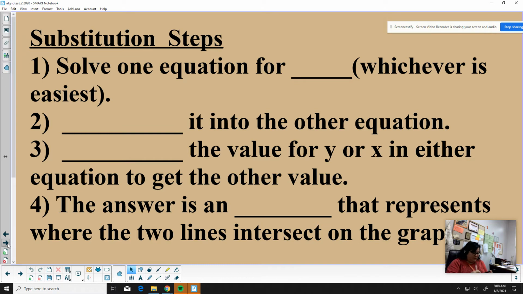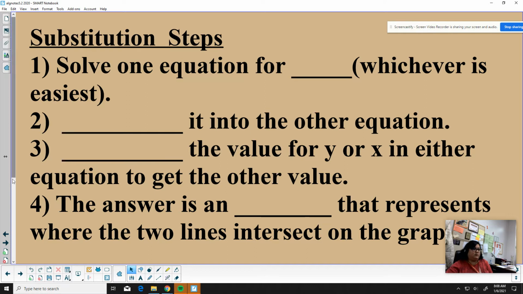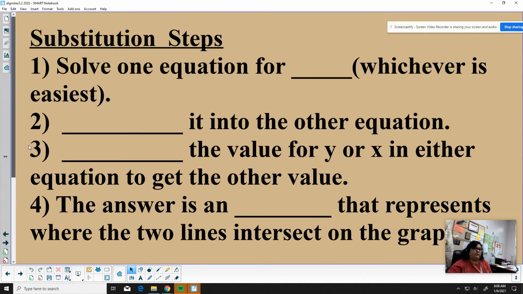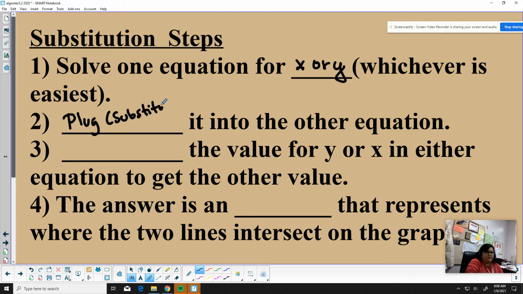All right, so here are the directions for substitution. If you would like to press pause and write them down, I know some of you like to write directions down so that you have them for later. Number one, substitution step: solve one equation for x or y, whichever is easier. And then we're going to plug it or substitute it, which is why it's called substitution. Let's spell it correctly, an E here. Substitute it into the other equation.